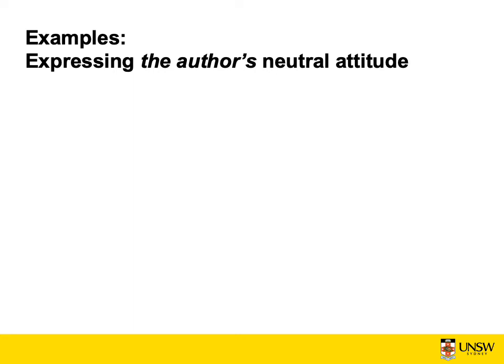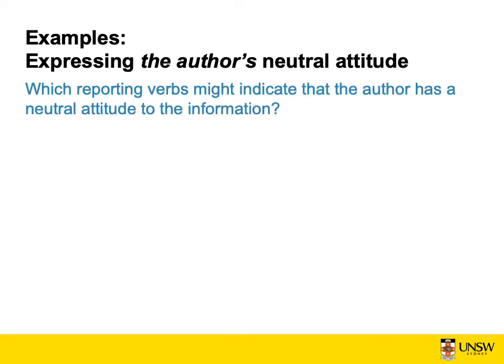Now I'm just going to go over some examples where the author is expressing a neutral attitude towards the information they're conveying. I'd ask you to pause the video at this point and see which reporting verbs might indicate that the author has a neutral attitude to the information. See how many you can jot down, and I'll bring some up in a second.